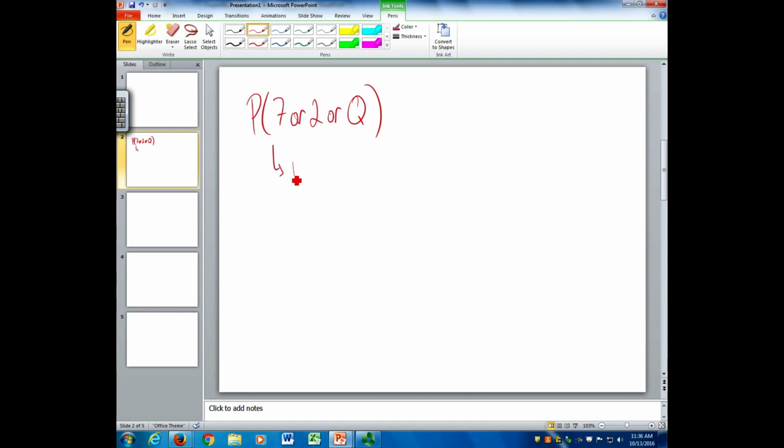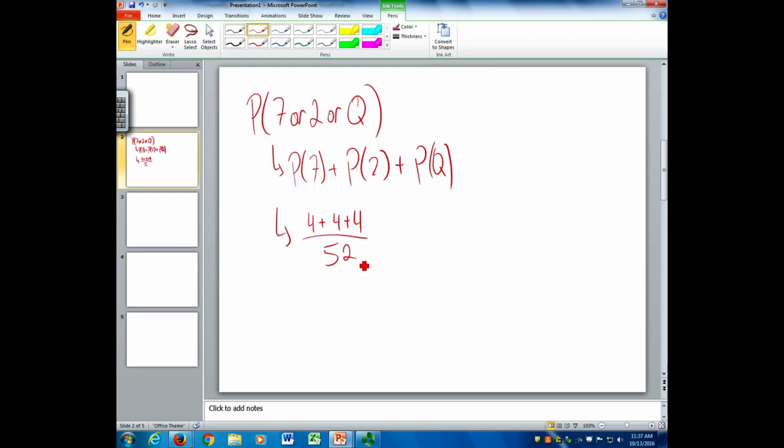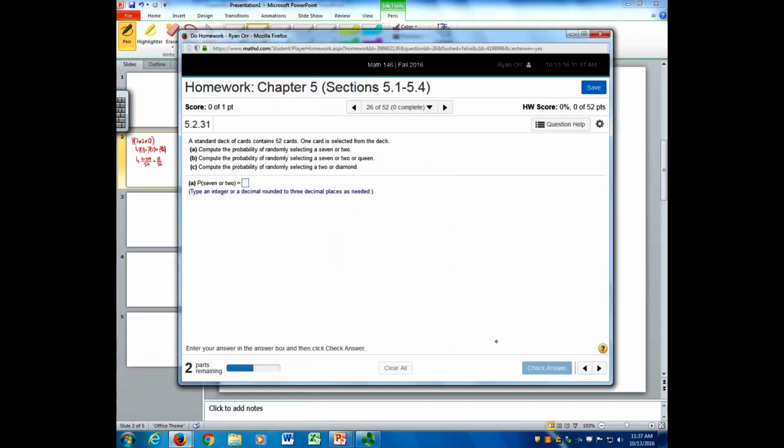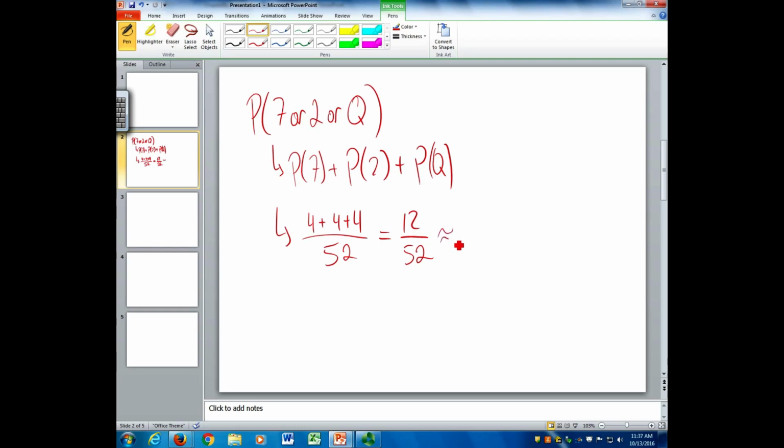So in this case, we can just do 7 plus 2 plus queen, or we can just add them all up together. So we don't have to worry about any overlap. So I think there's 4 7s and 4 2s and 4 queens out of the 52 cards. So I think your probability is going to be 12 out of 52. And I'm assuming they would just want a decimal representation of that. Yeah, round your probabilities to 3 decimals. So whatever 12 out of 52 comes out to be, I'm not really sure. Do you understand where the 12 comes from, though?